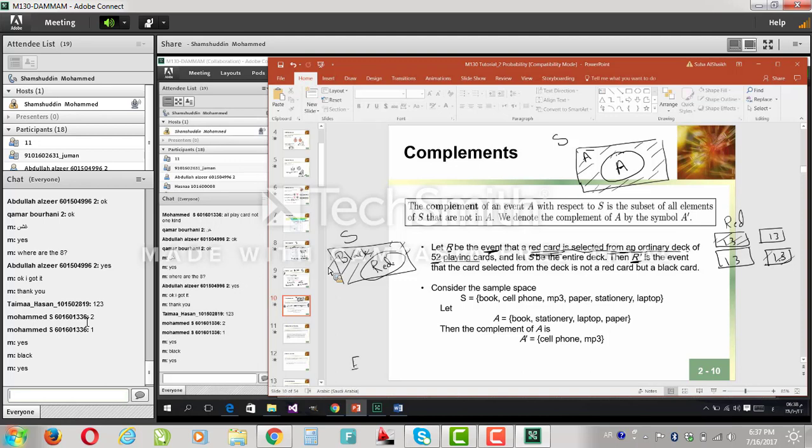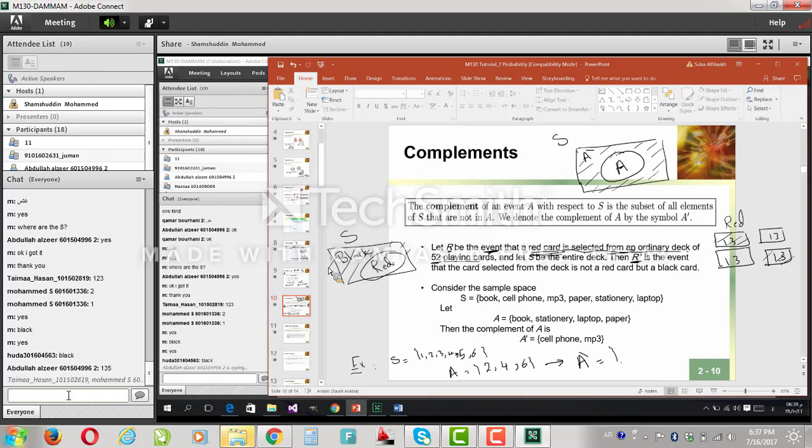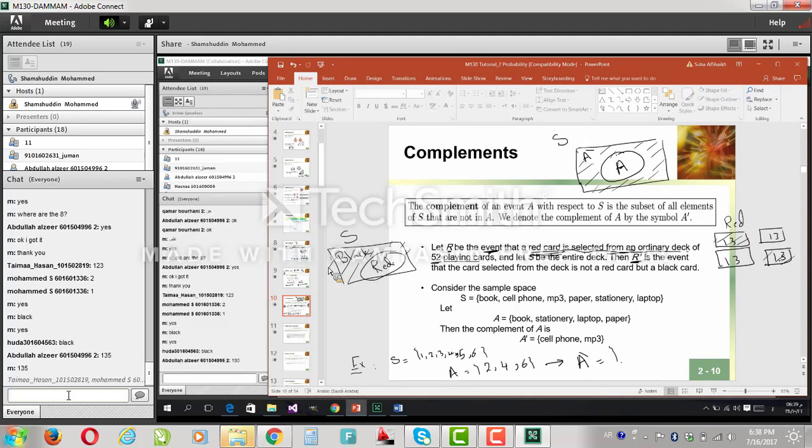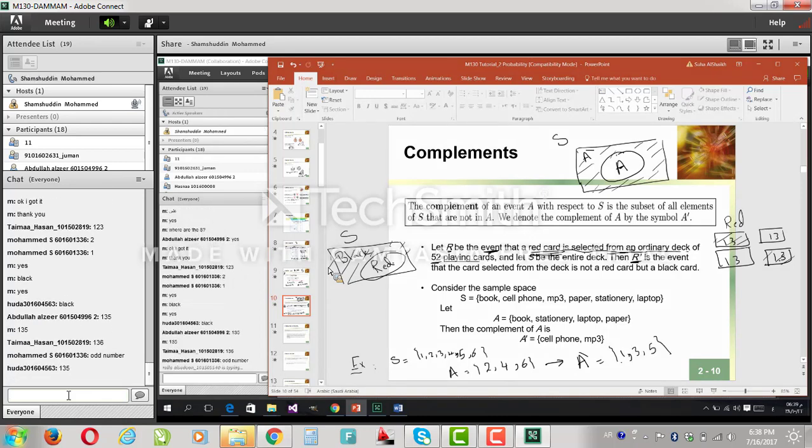For example, let me give you a simpler example. If I'm talking about tossing the die, repetition is allowed, and I want to form a 4-digit number that is even. What will be my A complement? I have 5 numbers, so I can use the 5. That's good. So this is the complement of an event.